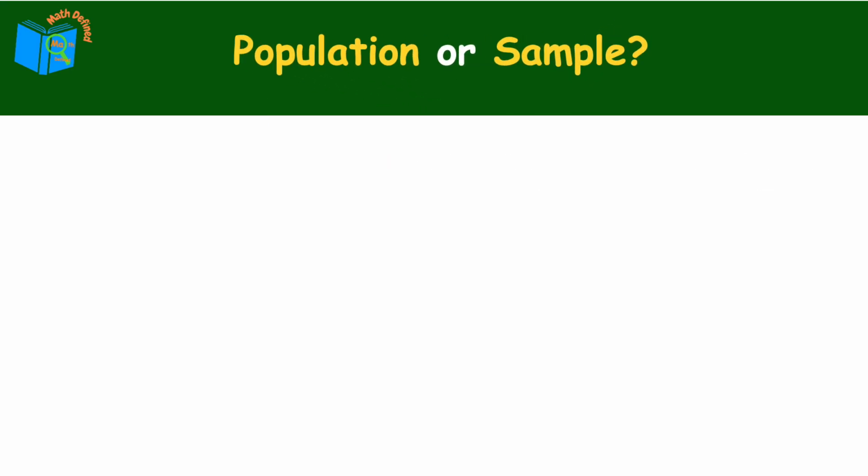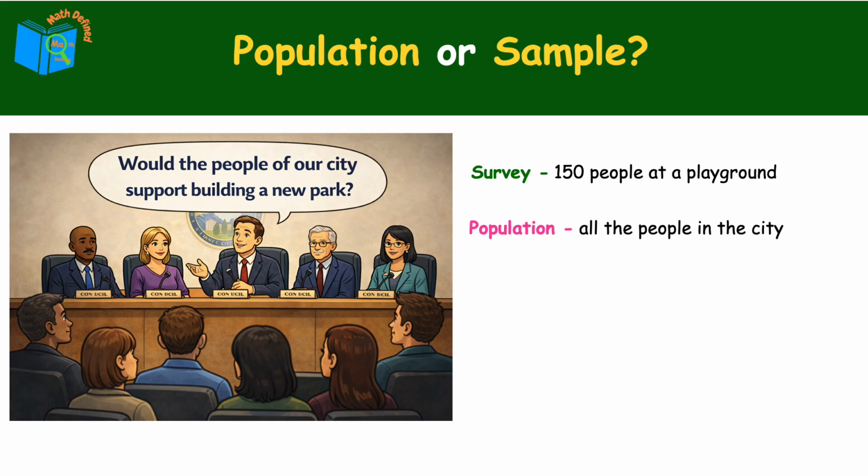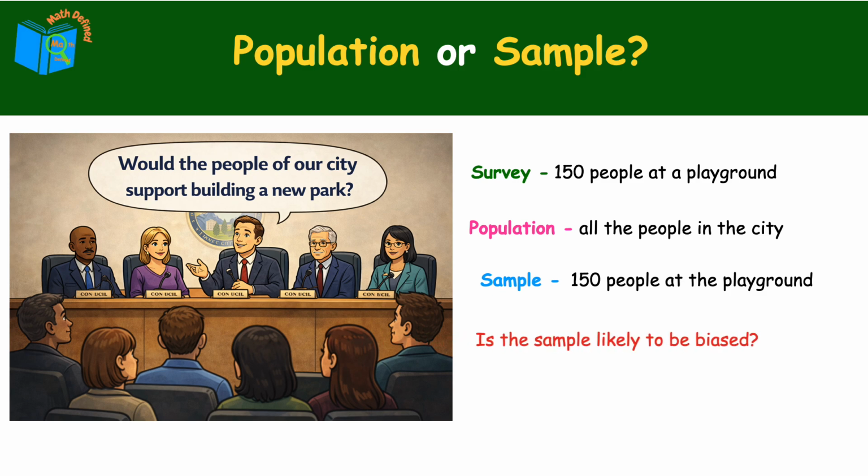Let's try one more. A city wants to know whether people support building a new park. They survey 150 people at a playground. What is the population? The population is all the people in the city. What is the sample? The sample is the 150 people at the playground. Now ask yourself, is the sample likely to be biased?